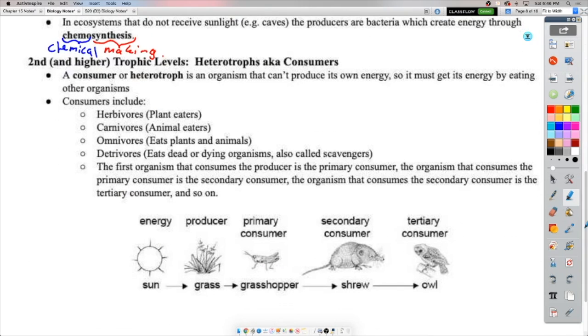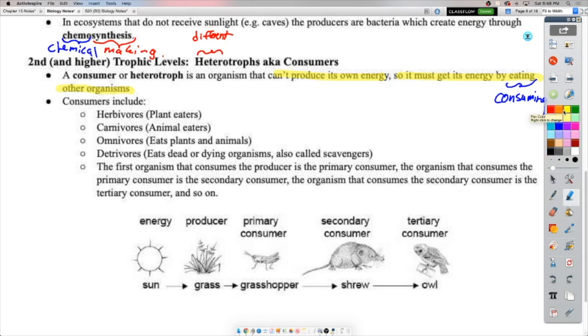Okay, now something comes along and eats the producer. At the second trophic level and higher, depending on how many times something has eaten something, we have what are called heterotrophs or consumers. Okay, consumers, that makes sense. They consume other things. So a consumer heterotroph is an organism that can't produce its own energy, so it must get its energy by eating other organisms. Eating, consuming. Also, that word hetero, that means different, something else. It gets its energy from somewhere different, unlike autotroph, where you can get it from yourself.